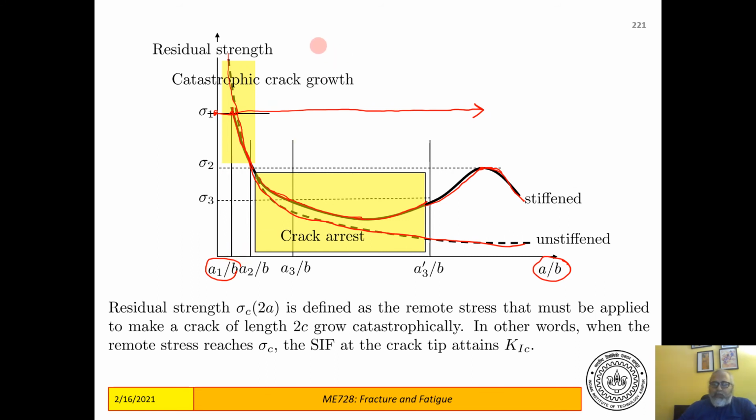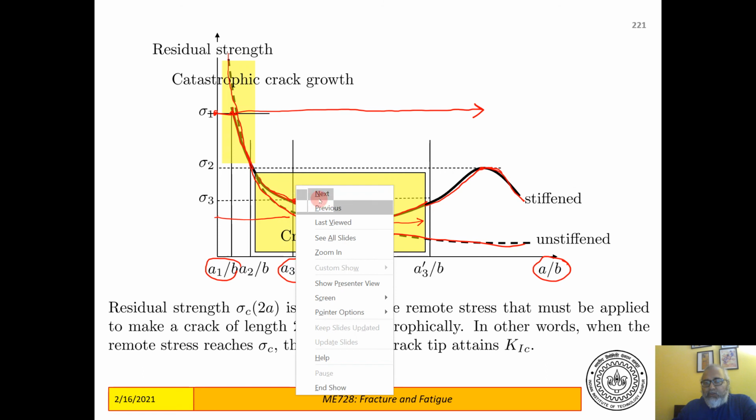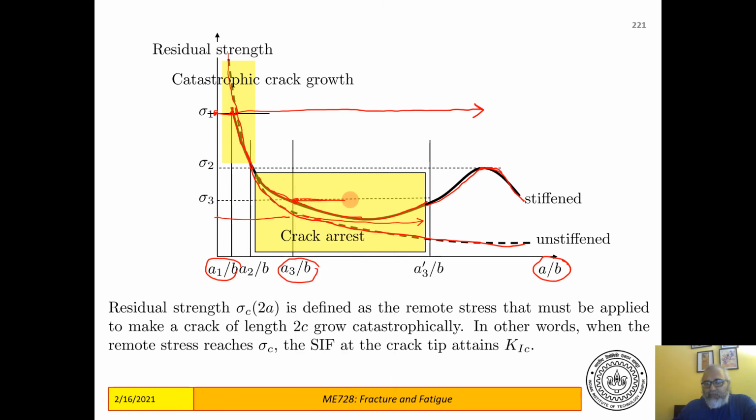For longer cracks, say a crack length of A3B, what will happen is, for the unstiffened case, this is the residual strength. Again, if you breach this residual strength, then the crack just keeps growing catastrophically. There's nothing to stop it. But if it is a stiffened plate and this is the crack length, then this is the residual strength. If it starts to grow, it will grow catastrophically. It will grow very fast.